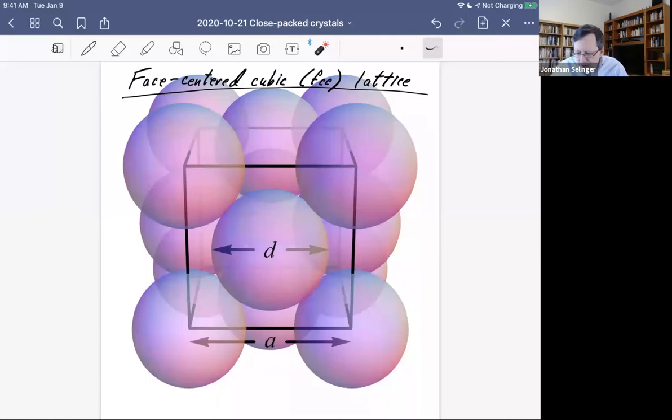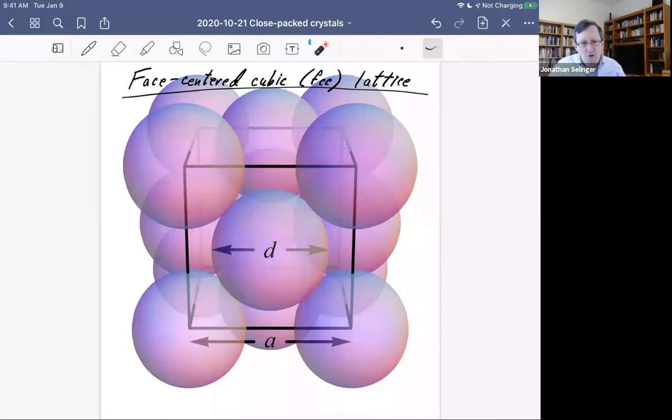And then you have to figure out what's the relationship between the radius of the spheres. Well, the diameter of the sphere is d, the radius is d over 2. And how is that related to the edge of the cube? We can tell that because if you go across the diagonal of the face, then you go radius, radius, radius, radius.